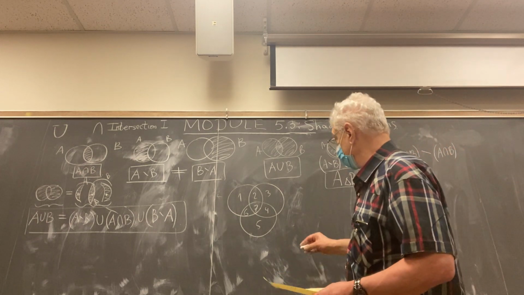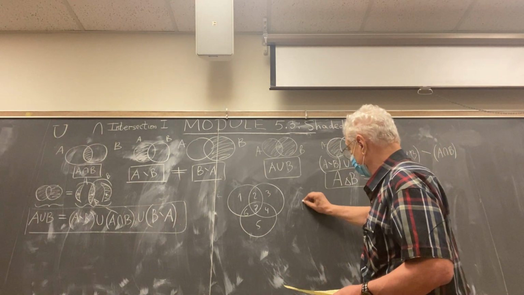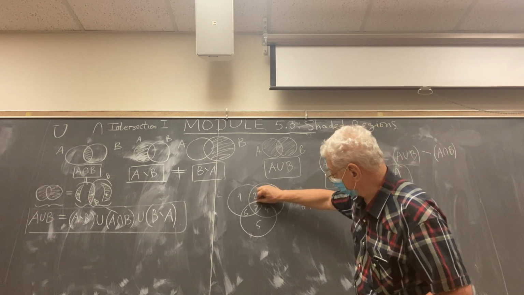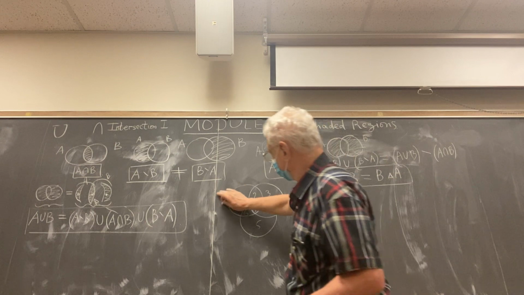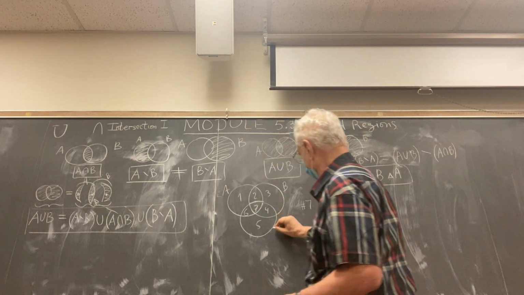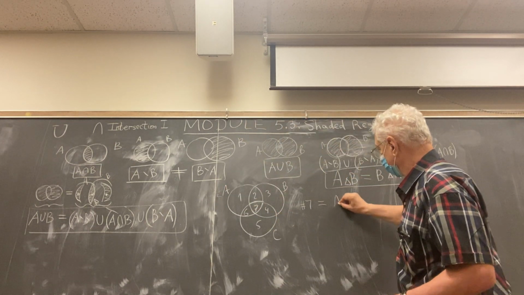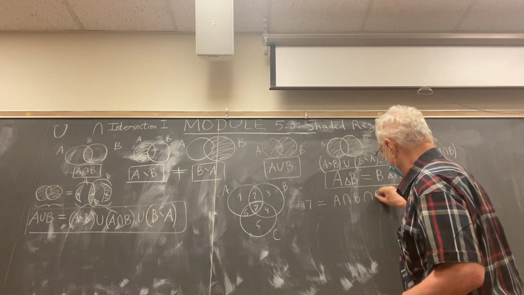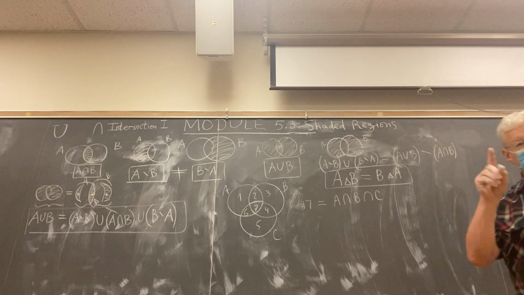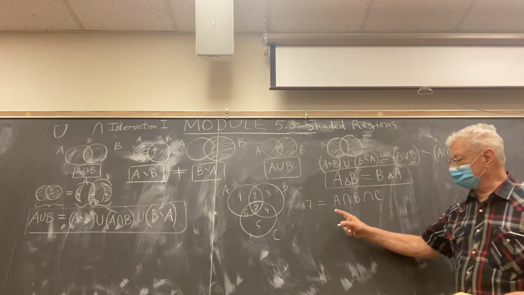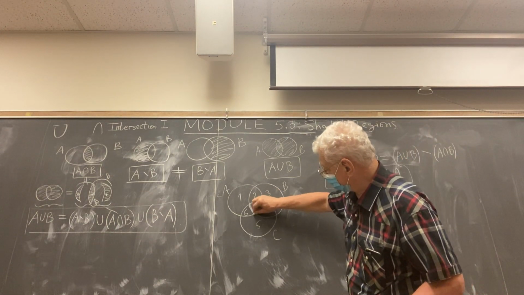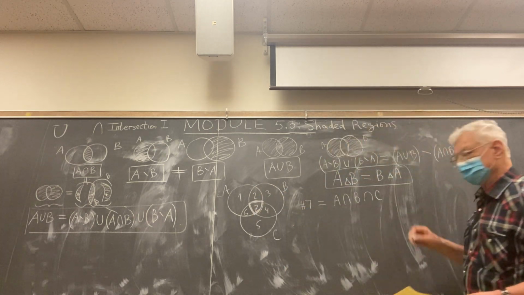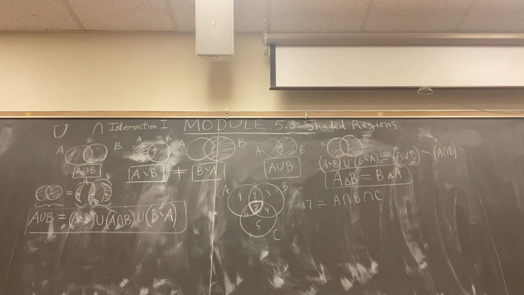So region number 7 is the common part. It would be A intersection B intersection C. That would be A, upside-down U, B, upside-down U, C. In the book it's written maybe with an I instead of this symbol. So the common part is the triple intersection, all three.